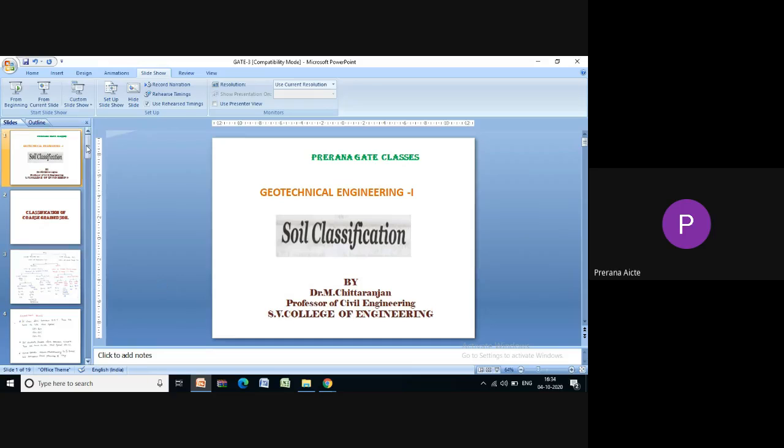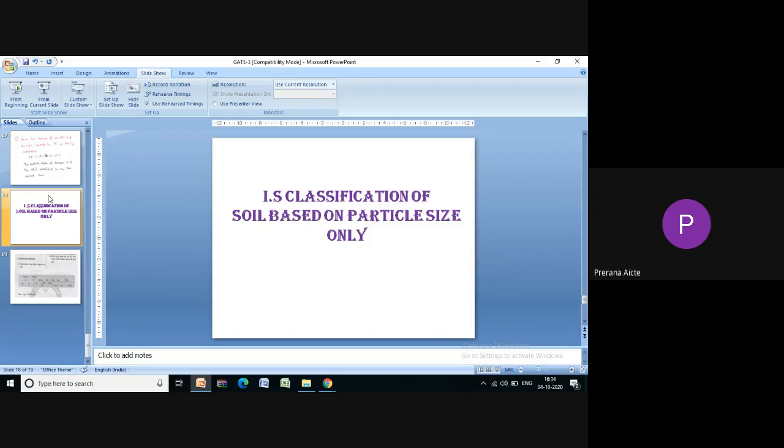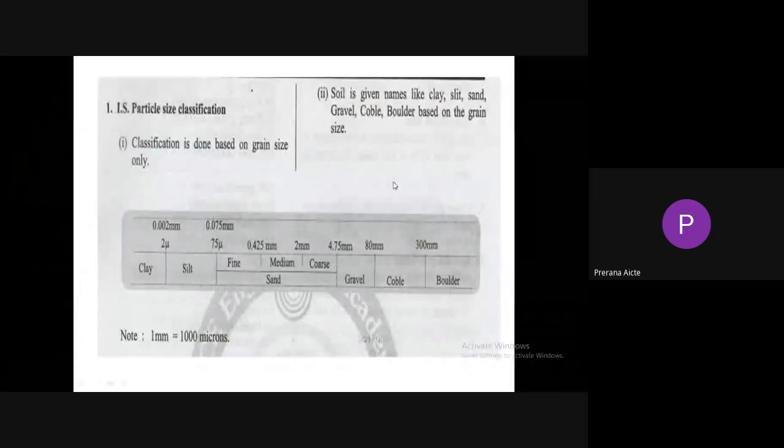So let us discuss the first one, the Indian soil classification system based on particle size only. See this table column. The classification is based on grain size only. We don't consider Atterberg limits. The soil is given names like clay, silt, sand, gravel, cobble and boulder based on the grain size.